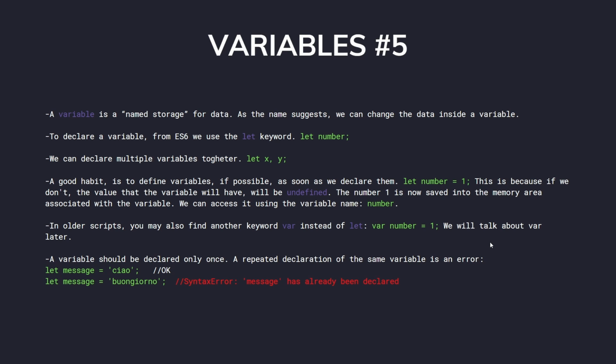A variable should be declared only once. A repeated declaration of the same variable is an error. For example, let message ciao. There is no problem over here. This is a string. Let message buongiorno. Well, here we have a syntax error. Why? Because we have used the same variable name as before. Therefore, this is a double declaration for message, which causes an error.